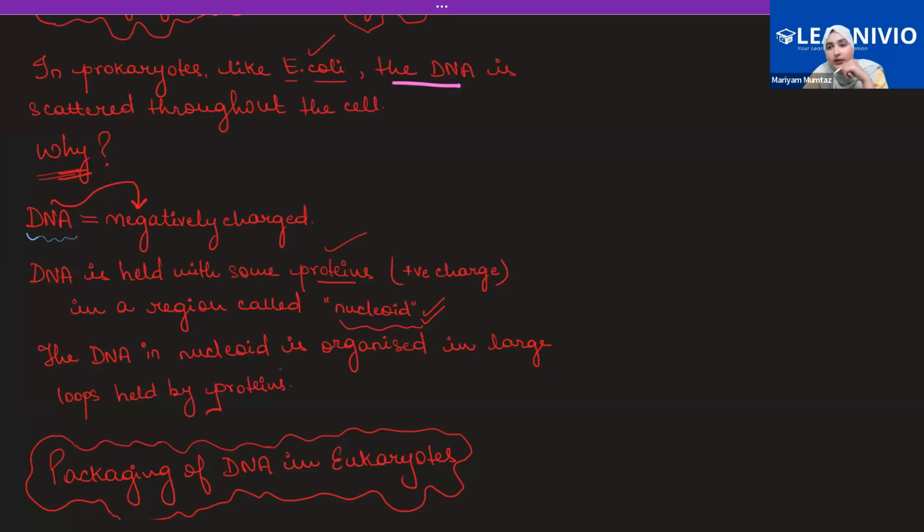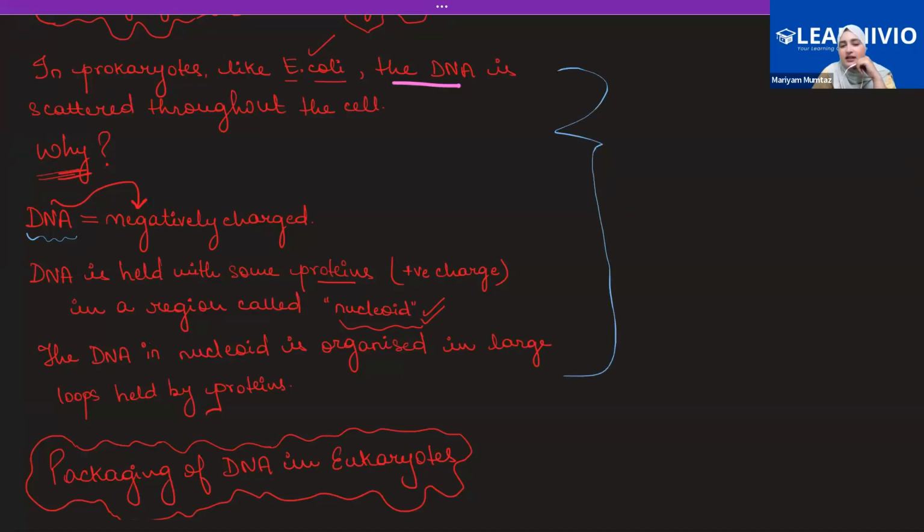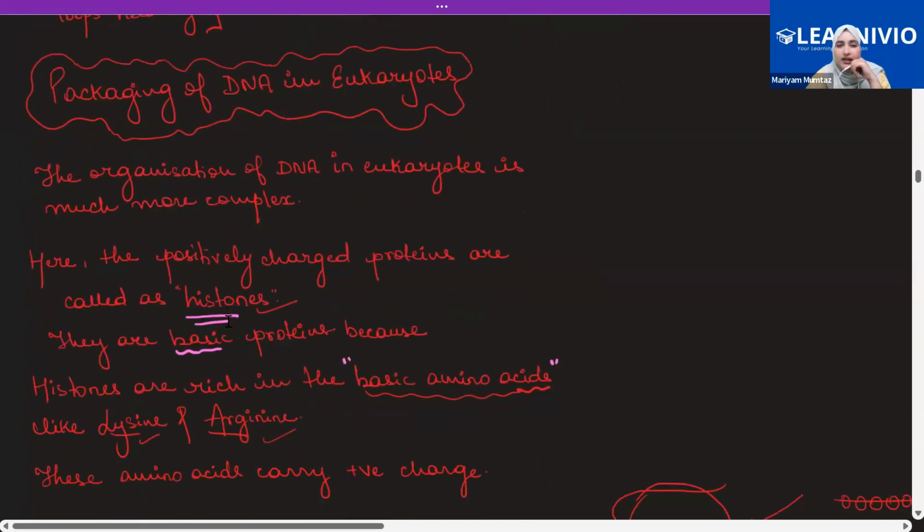Now, DNA, in order to be packaged, has to be present with some proteins that are positively charged. So that is why it will get attracted and get wrapped around. And then the DNA is packed with some proteins, and it is packed in a region called the nucleoid. So the DNA in the nucleoid is organized into large loops that are held on by proteins. So this is just the very simple kind of packaging that happens in the case of prokaryotic organisms. Clear?